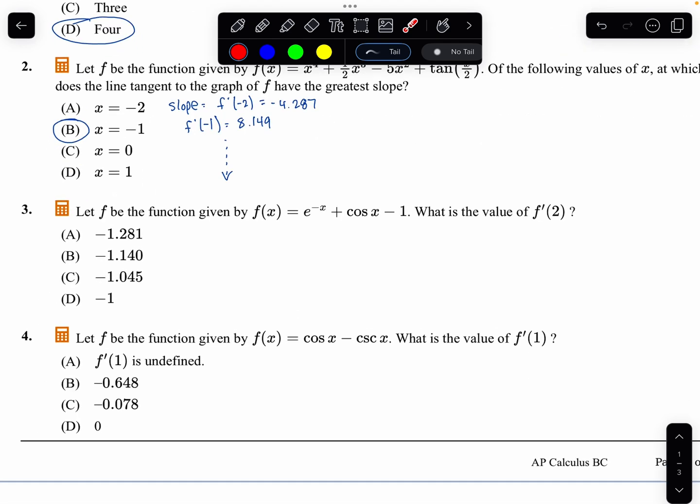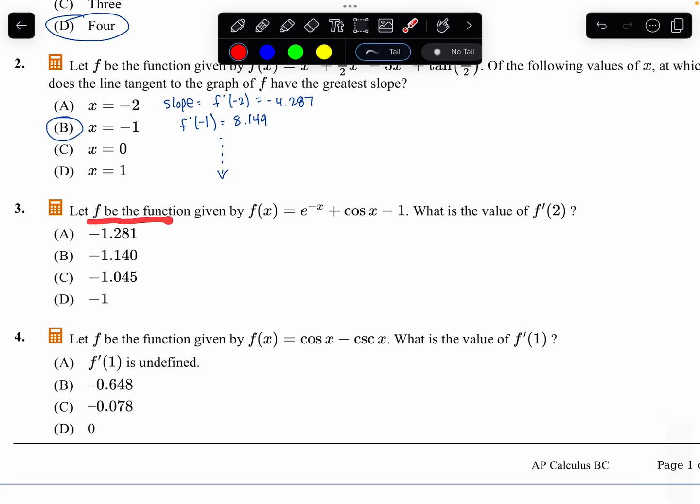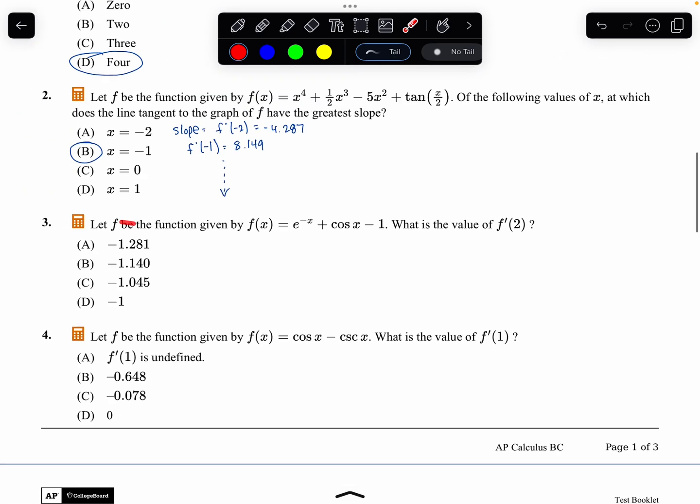But for 3, let f be the function given by this right here. What is the value of f prime of 2? So just type this out and then, yeah. So that's what you're going to do for 3 and 4. You're just going to, in your calculator, type in the function and do the derivative at 2 and the derivative at 1 and see what you get right there.